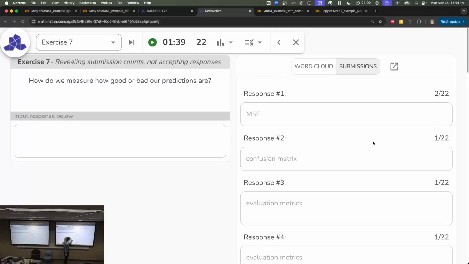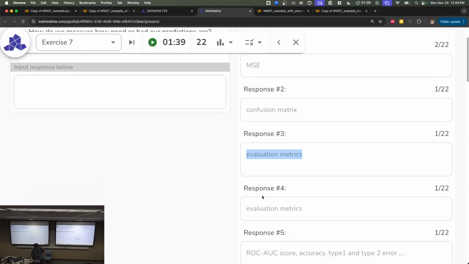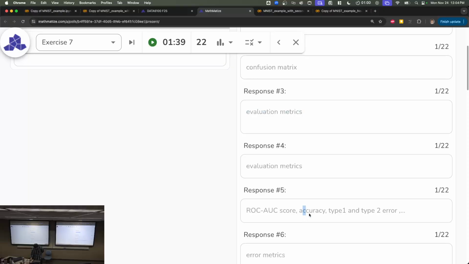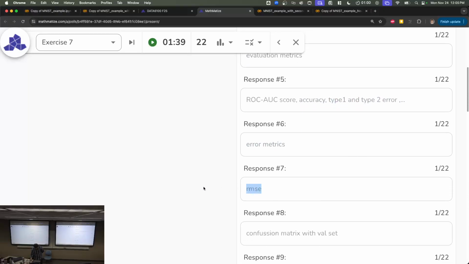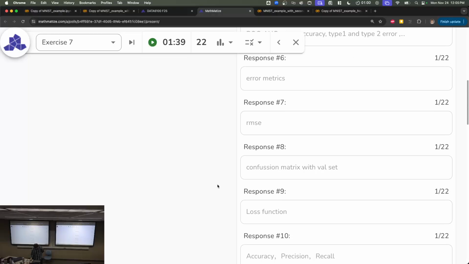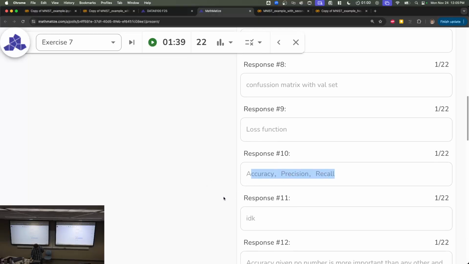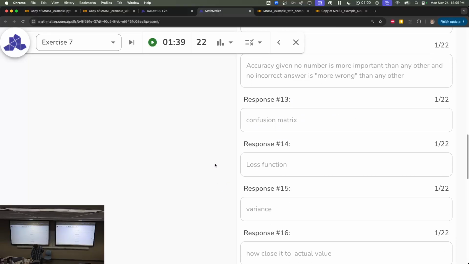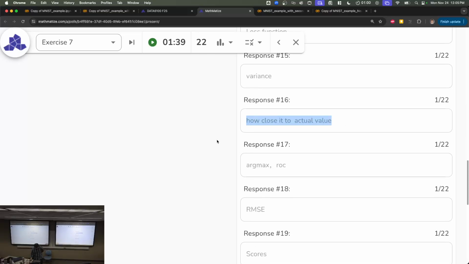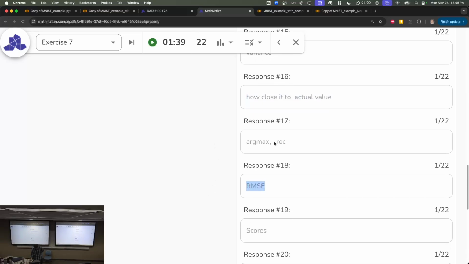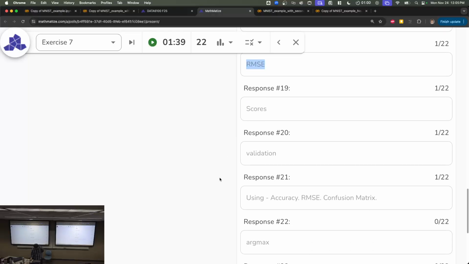Confusion matrix, there are probably a few people that have confusion matrix or something similar. Evaluation metrics, I assume they mean things like this. Accuracy is the same kind of thing. Type 1, type 2, root mean squared error, same as the mean squared error. Confusion matrix, accuracy, this kind of thing. Okay, great. Almost everyone said accuracy. How close to actual value? That is, again, mean squared error, and that's wrong. Same thing with this. Scores, accuracy, root mean squared error.